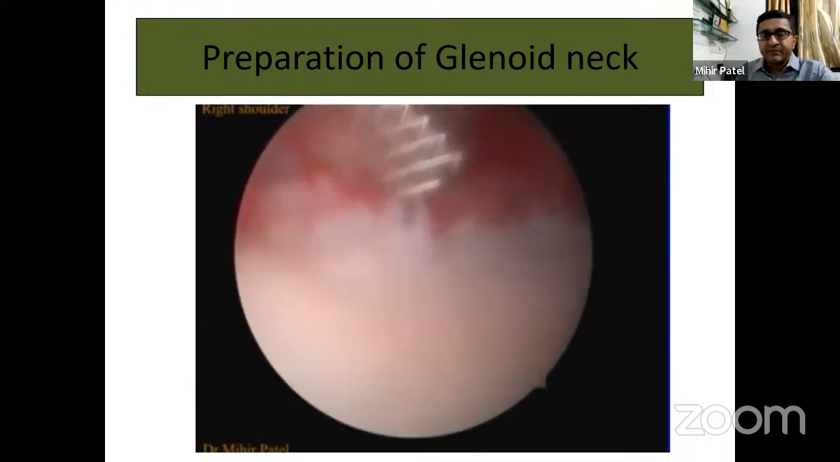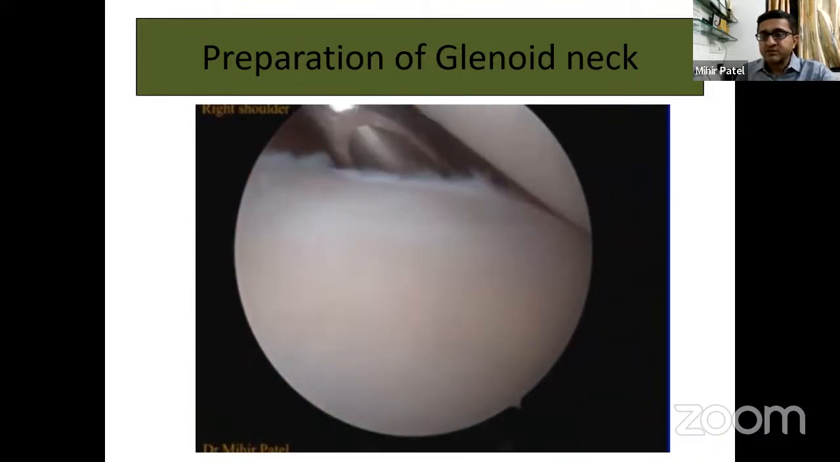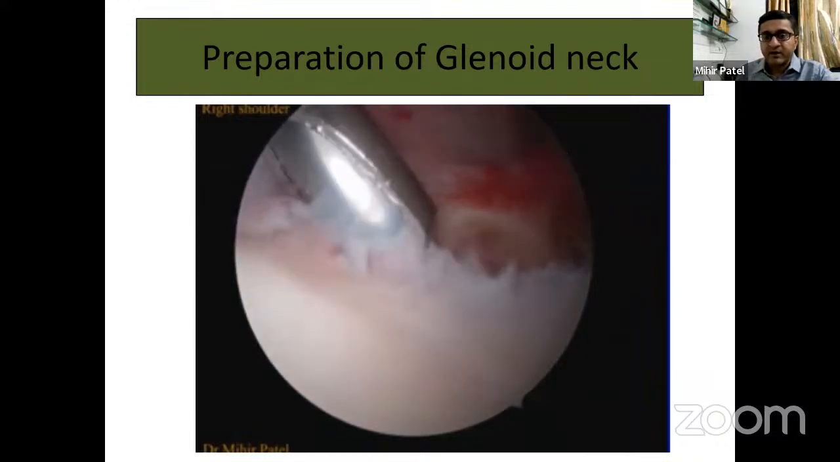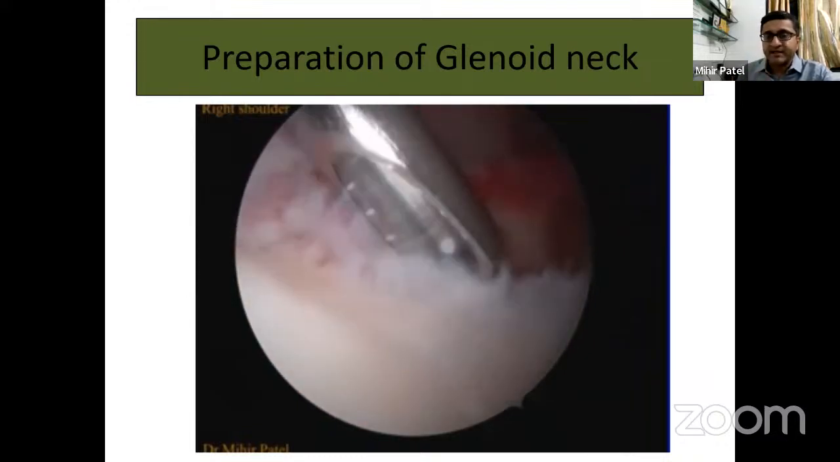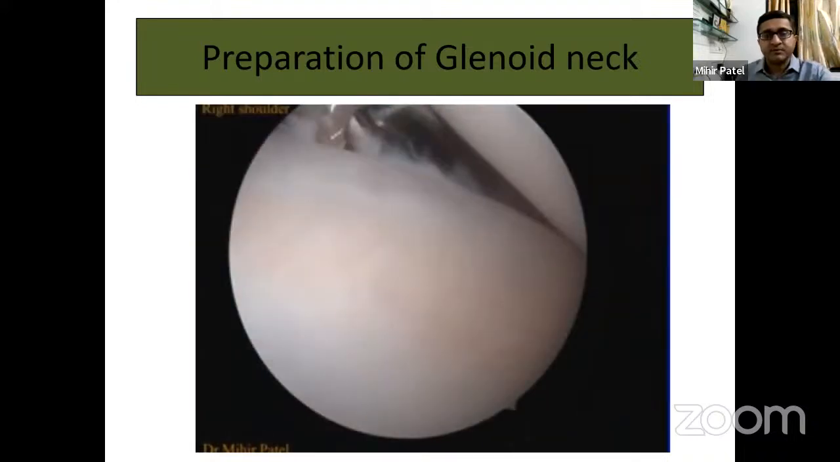Then you put a rasp. You rub the rasp against the glenoid neck, thus opening up bleeding points. I also use an arthroscopic shaver and a burr to freshen the neck of the glenoid and also the edge of the glenoid where the labrum is going to be repaired. So that's my arthroscopic burr going in.